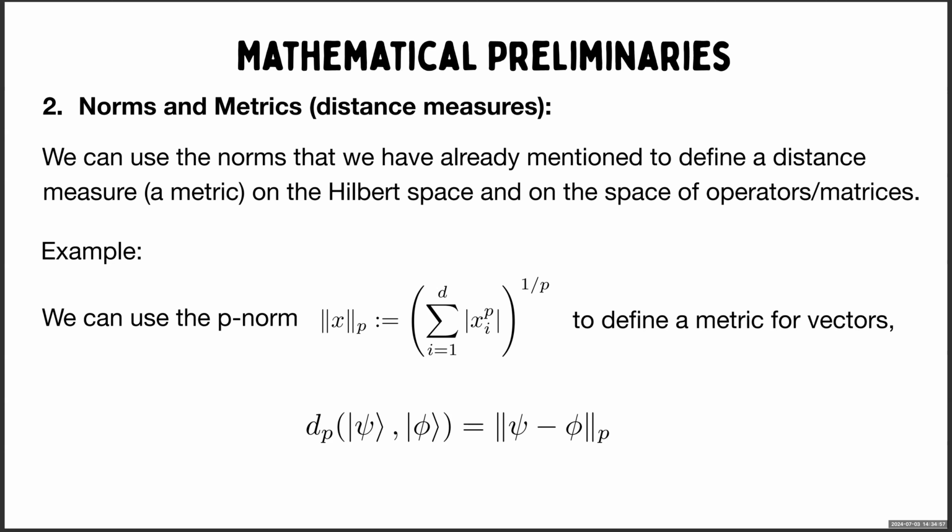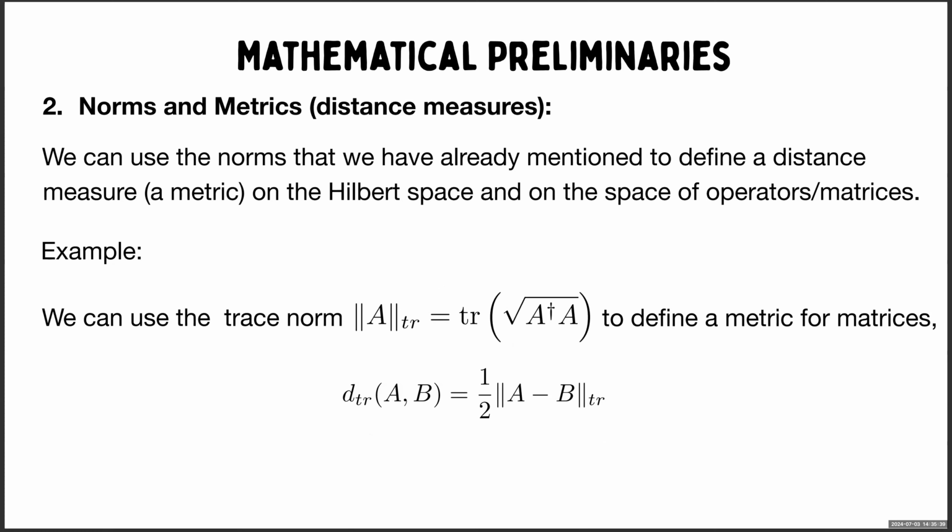The metric satisfies a bunch of properties: it should always be a positive or zero real number, if both arguments are the same it should be zero, it should be symmetric, and it should satisfy the triangle inequality. You can find those properties online. But we can use the norm to define what the metric is. For example, if I want to use the p norm, I can define a metric on the space of vectors, which we call a p metric, between two vectors psi and phi, as just the difference between psi and phi, and then you evaluate the p norm. So that's one way we can define a metric on the vector space. And we can do the same for matrices as well. We can use the trace norm to define a metric for matrices.